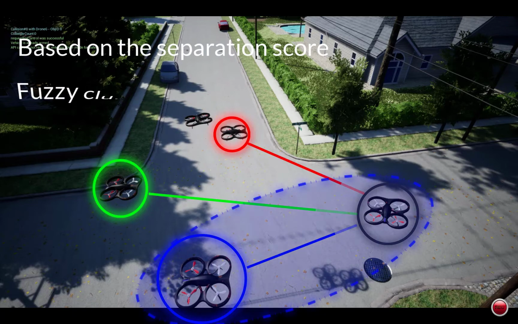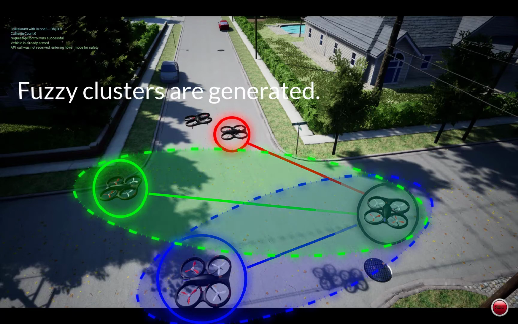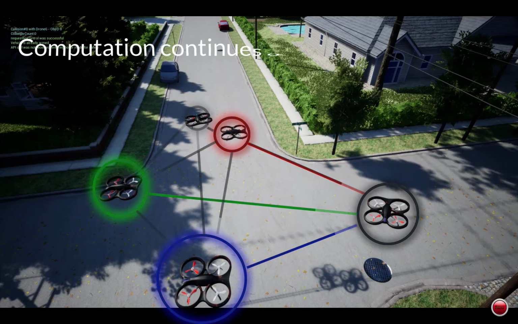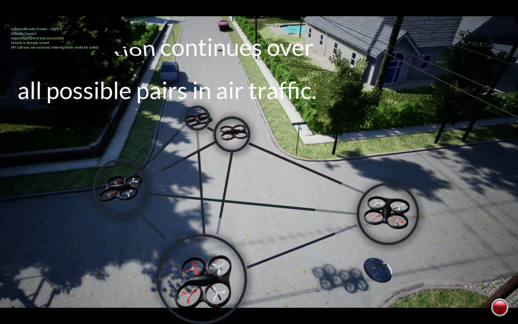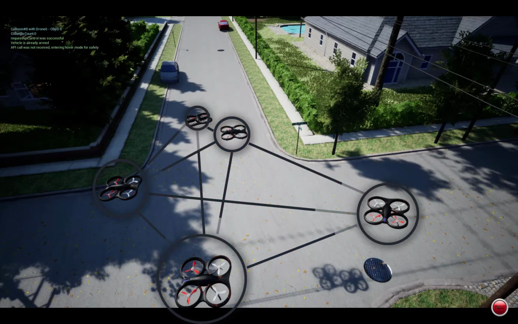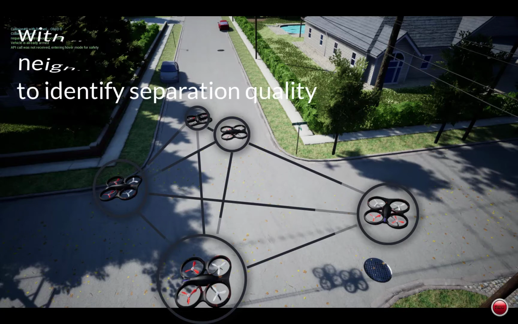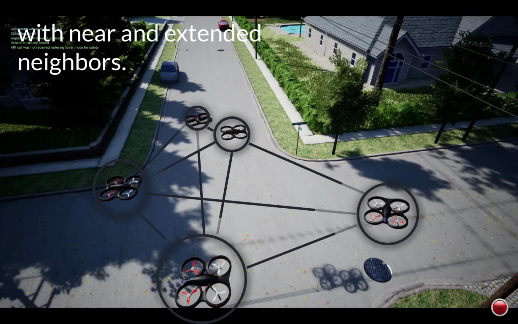Based on the separation score, fuzzy clusters are generated. Computation continues over all possible pairs in air traffic. Fuzzy clusters aggregate to identify separation quality with near and extended neighbors.